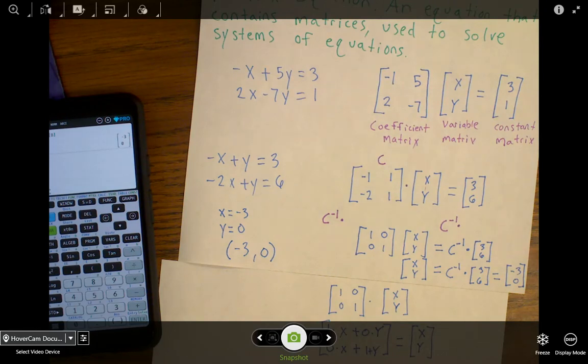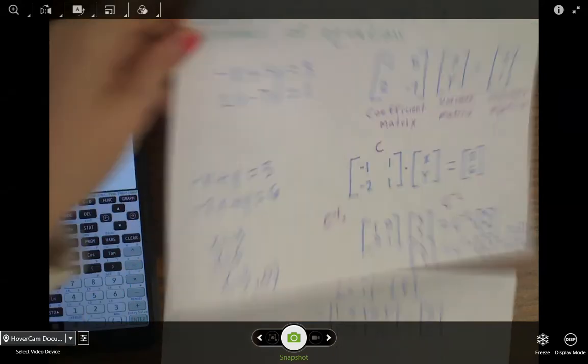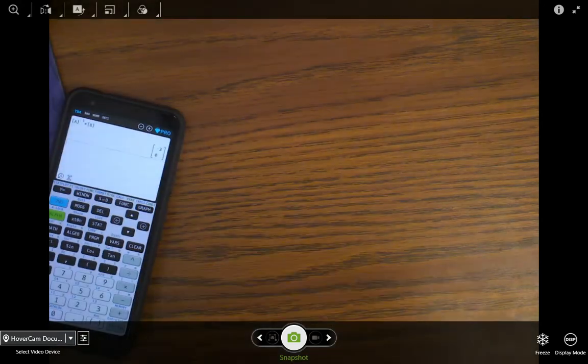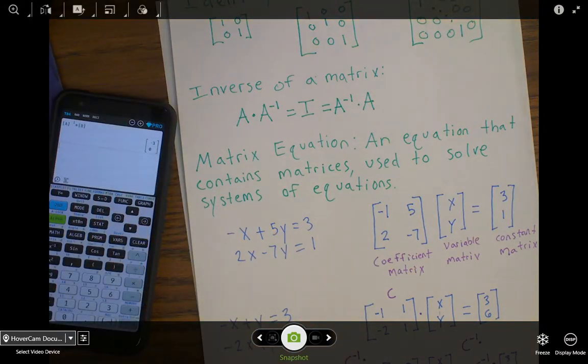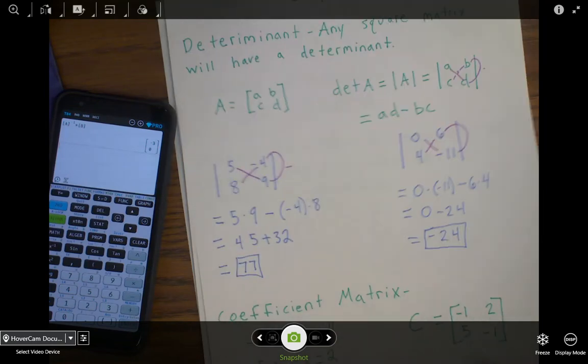So the algebra for a 2x2 wouldn't be super hard to do by hand. However, if you have anything that is bigger than that, it's not going to be super fun to try and do all of those calculations by hand. And so that's why we want to go ahead and let the calculator do it for us.